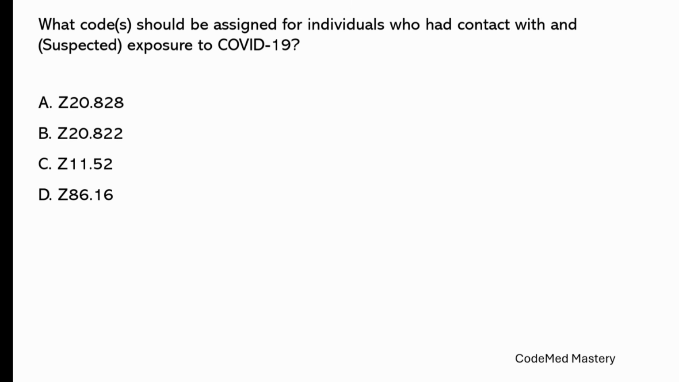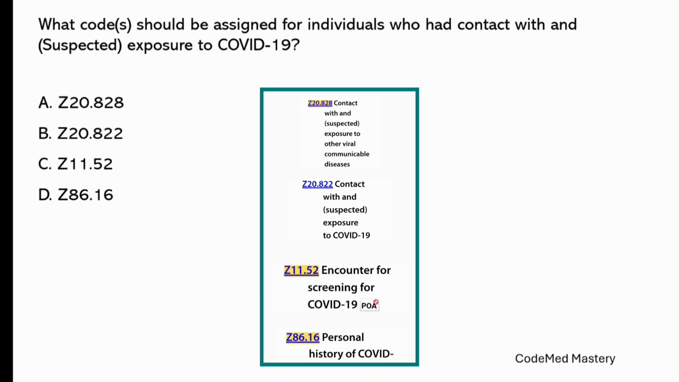What code should be assigned for individuals who had contact with suspected exposure to COVID-19? Check option A, Z20.828. Z20.828 is for contact with and suspected exposure to other viral communicable diseases. And option B, Z20.822 is for contact with and suspected exposure to COVID-19. Option C, Z11.52 is for encounter for screening for COVID-19, and option D, Z86.16 is for personal history of COVID-19.